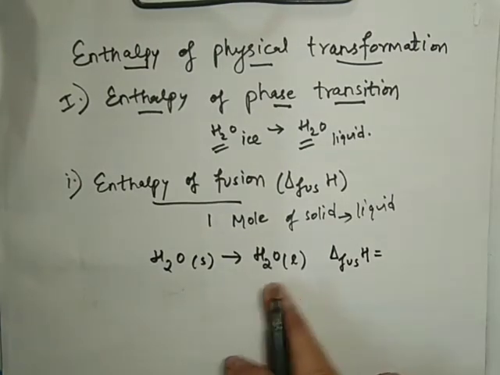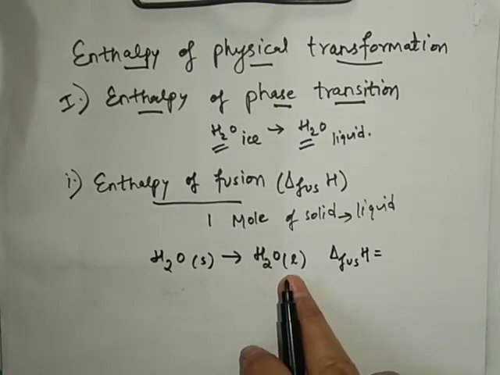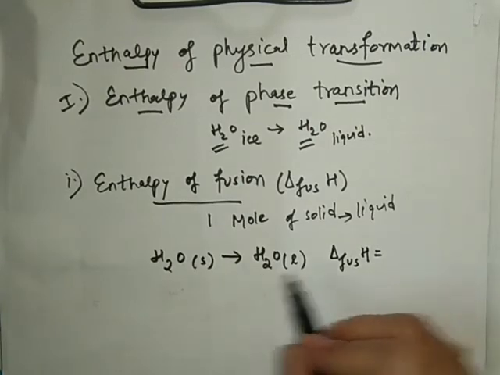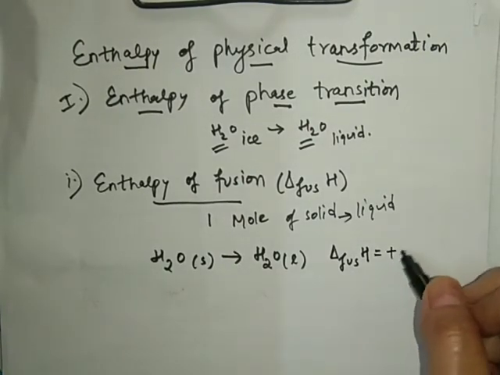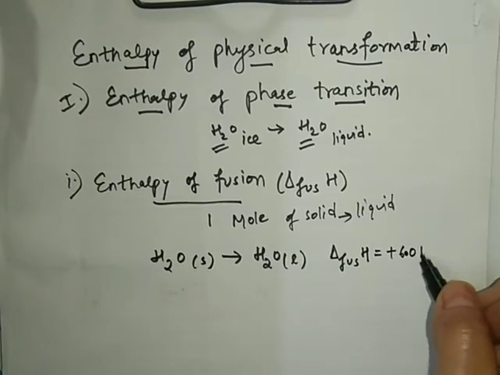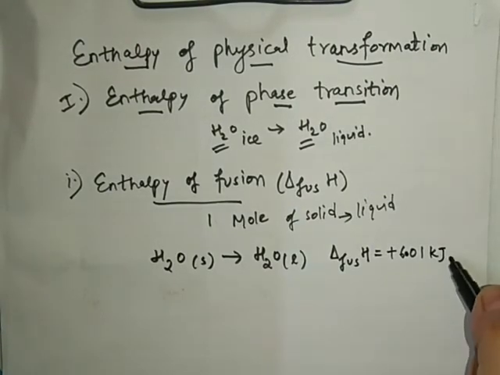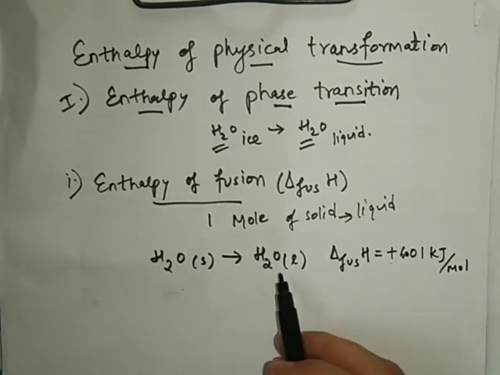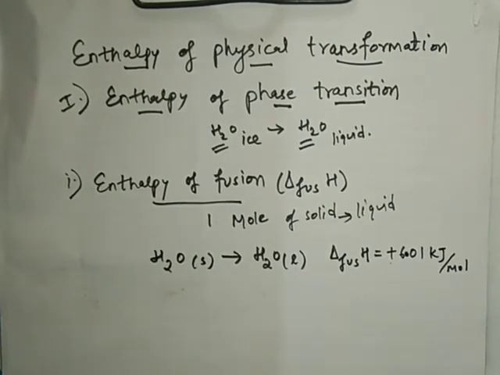It will be positive, because when ice absorbs heat then it will convert into water. So delta H of fusion is always positive, and for this particular reaction it is plus 6.01 kilojoules for 1 mole. So I will write it this way: 6.01 kilojoules per mole. We write plus because heat will be absorbed by solid ice so that it gets converted into liquid water.